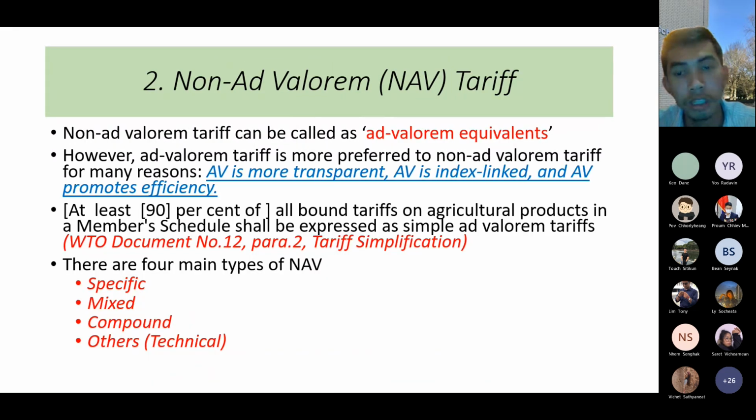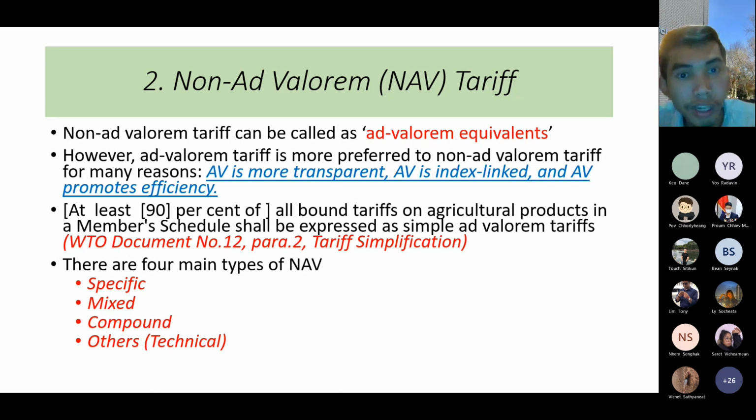Okay, so that is the case of Cambodia that I want to use as an example for you to refer to. Non-ad valorem, or non-AV, is quite simple to define because AV is based on the value, based on the price of the good. But non-ad valorem is something more complicated, because it is not about the price of the good. The tariff will change, higher or lower, depending not on the price but on some other important component that we listed below. Non-ad valorem tariff can be called ad valorem equivalent. They are not ad valorem, but they are equivalent to ad valorem, though not taking into account the price of the good.